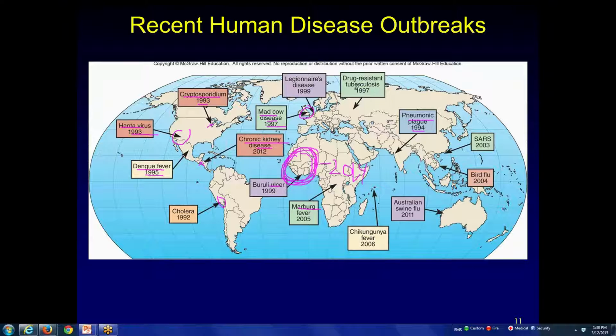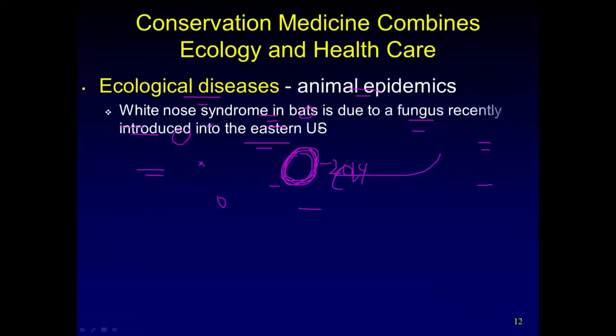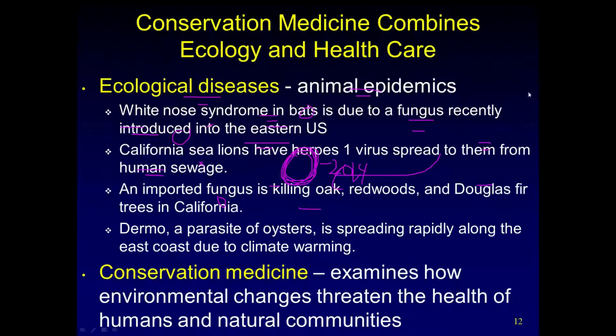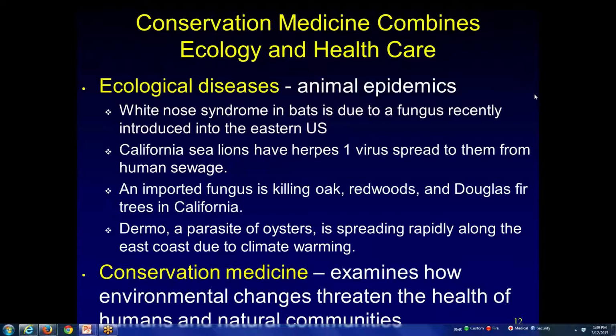Pneumonic plague, 1994. Drug resistant, again, we mentioned the tuberculosis in Russia, 97. SARS, 2003, spread across the whole world. Bird flu, 2004. Wow, just amazing outbreaks of new diseases, or diseases that we basically thought we had eradicated, have popped up. Now let's look at some diseases that affect not just humans, but affect animals and organisms that are very important in our natural world.